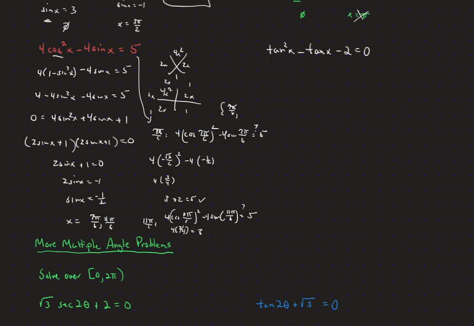And then we're again going to get a minus 4 times, and in quadrant 4, that's also going to be a negative 1/2, which is going to be a positive 2. And that is, in fact, equal to 5. They both somehow made it. And so that is our solution set. Okay, let's look at the next one.